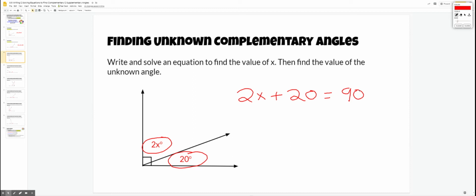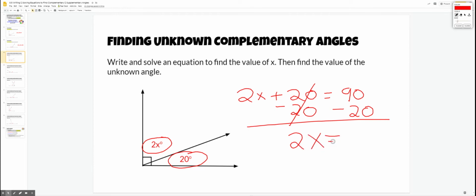So you have to channel some of the work that you remember from way back when we did two-step equations in algebra. My goal is to get this x all by itself. So I have to start getting rid of the other quantities that are with it. I'm going to start with getting rid of this plus 20. And the inverse of plus 20 is going to be minus 20. If I subtract 20 on one side, I have to also make sure that I subtract 20 on the other side. These are going to cancel, which is going to leave me on the left side with just 2 times x is equal to 90 minus 20, which is going to leave me with 70.